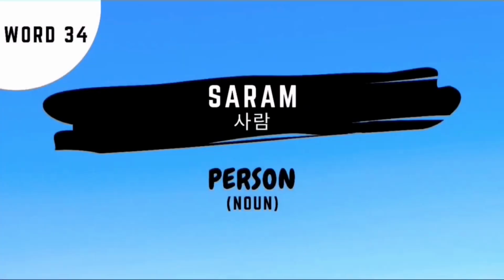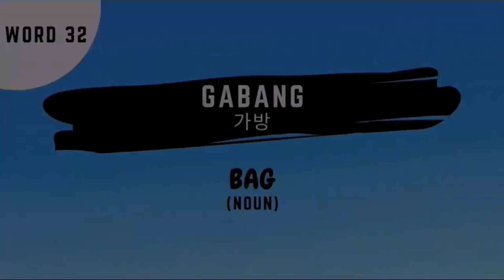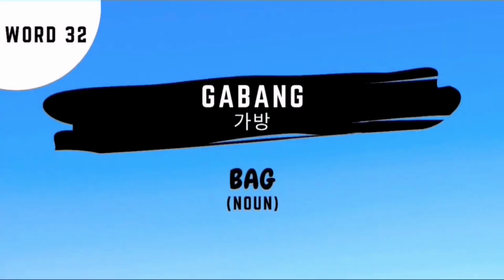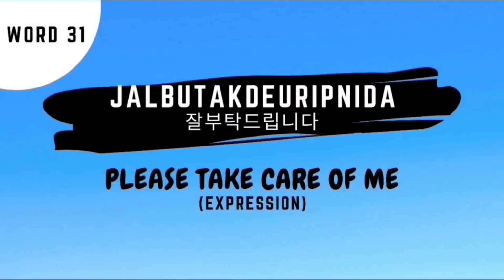Word number 34 is saram, which means person. Word number 33 is sillyehamnida, which means I'm sorry or excuse me. Word number 32 is gabang, which means bag. Word number 31 is jal butakdeurimnida, which means please take care of me.